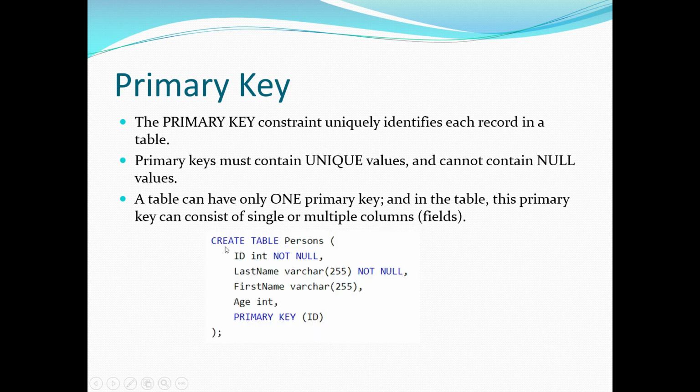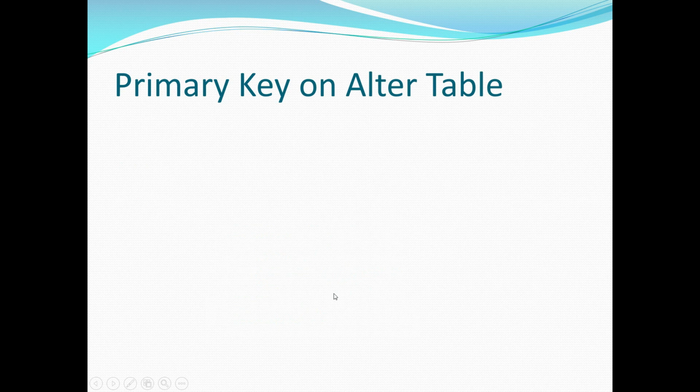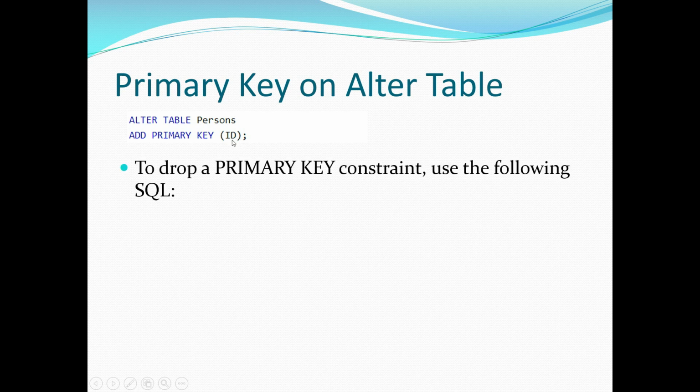For example, in this scenario, when I create the persons table, I just write at the end the primary key, making the primary key of the ID column. We can also add the primary key with the alter table command: alter table, table name, add primary key, and inside the parentheses the column name. To drop a primary key constraint, use the following SQL command: alter table person drop primary key. So it deletes, or drops, the primary key.